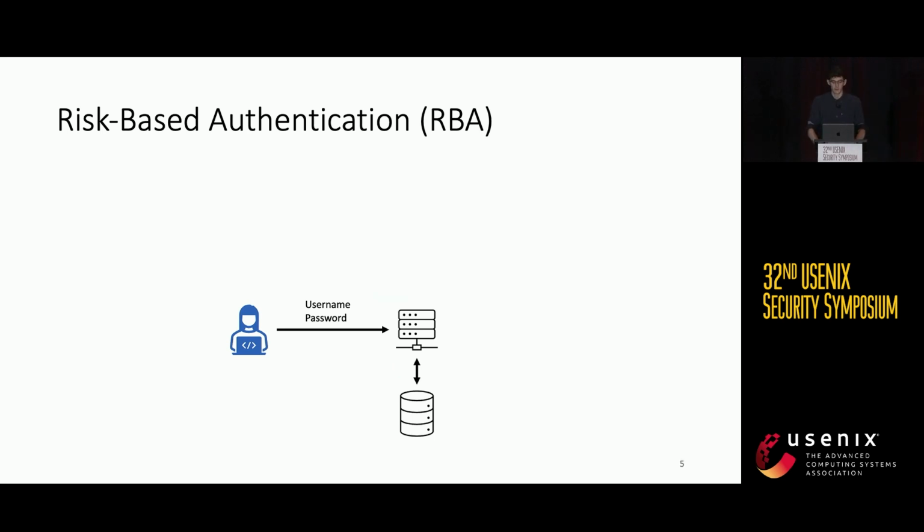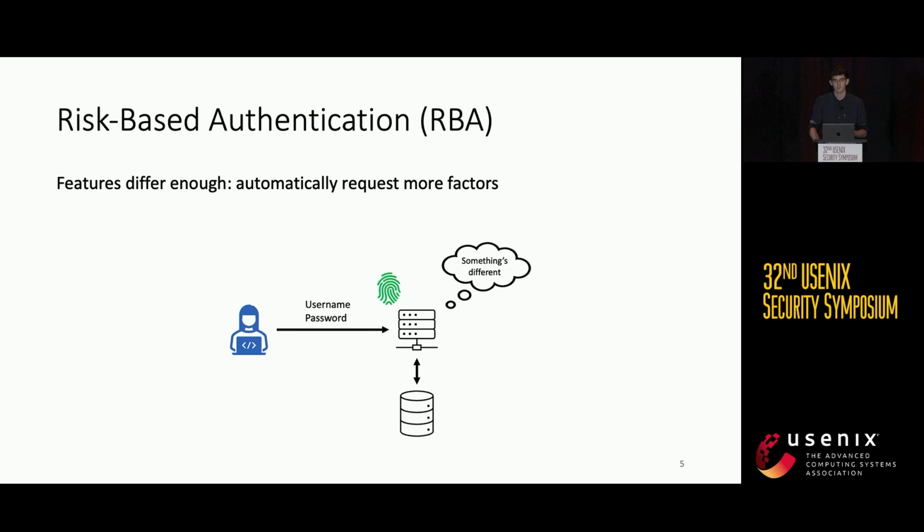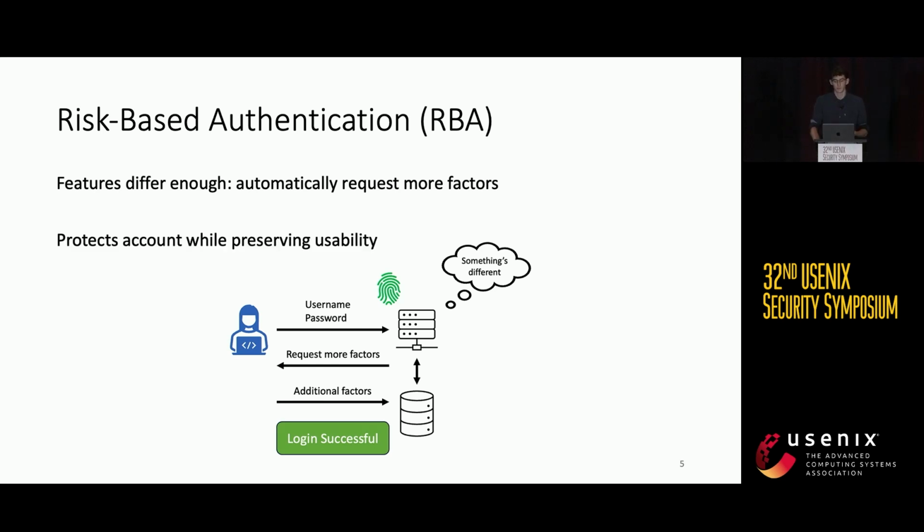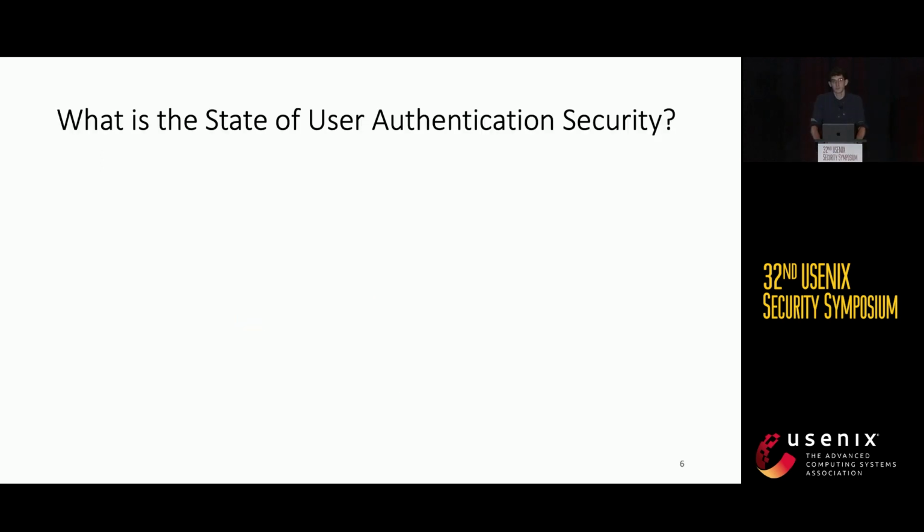However, when they try to log in from a new device, or maybe someone has acquired their account credentials, and so the fingerprint doesn't match what is known for them, in that case, the system can automatically request additional authentication factors, and only once those are provided, allow login to complete successfully. So this helps to protect accounts while preserving the usability of standard PBA. But this begs the question, what is the state of user authentication security?